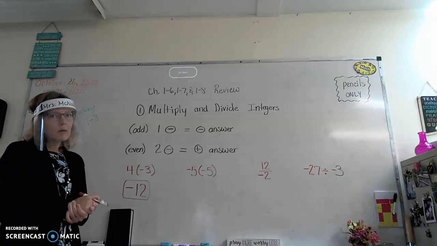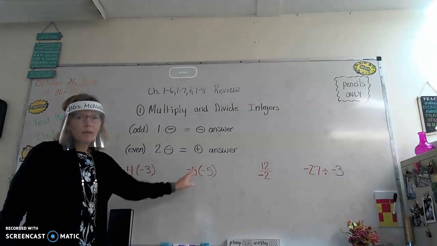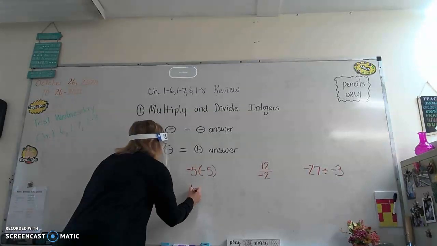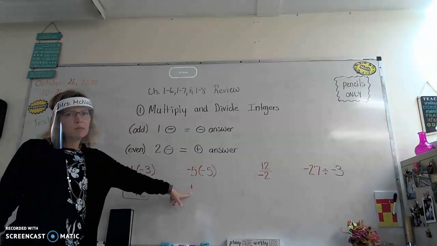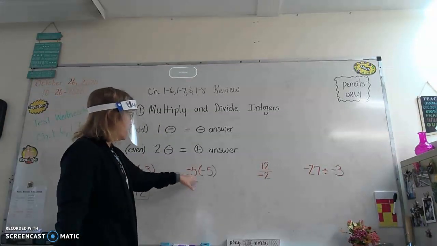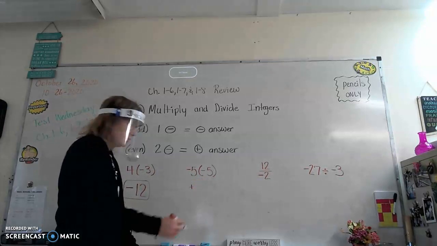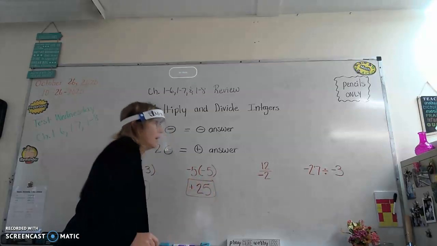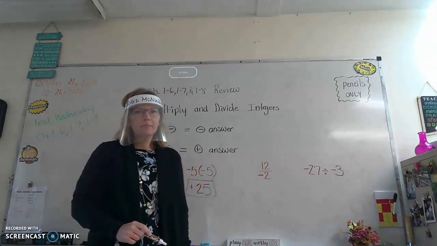Now for the next one, I have 2 negatives. So my answer is going to be what? Positive. And I like to write a little positive to remind myself it's positive, but you don't have to. So 5 times 5 is what? 5 times 5 is 25. Good. So the answer to that one is a positive 25.